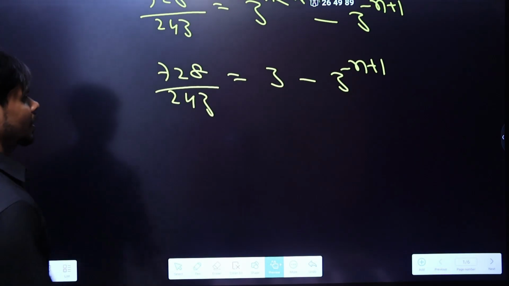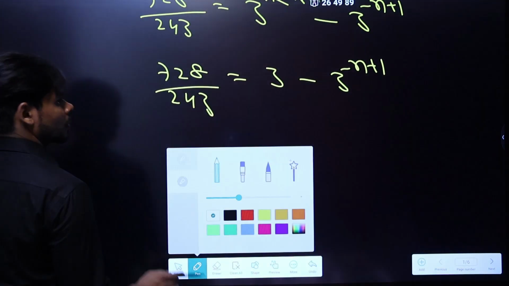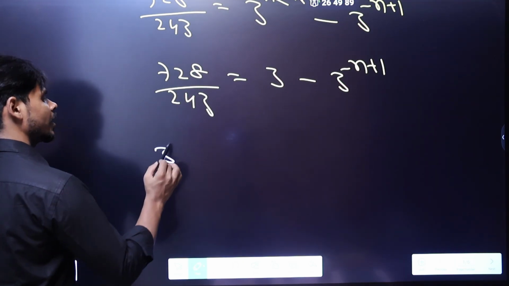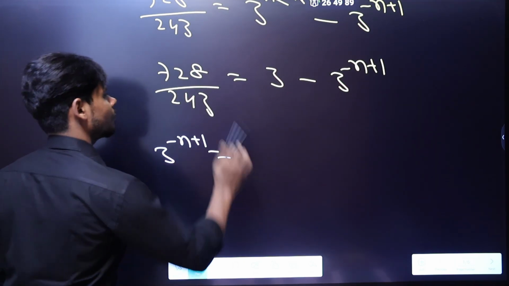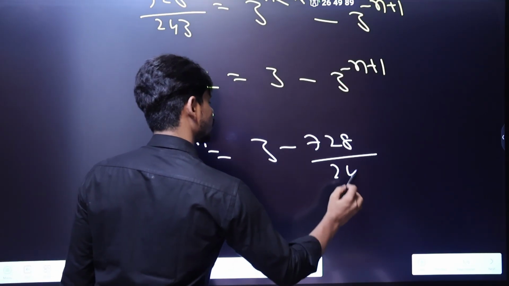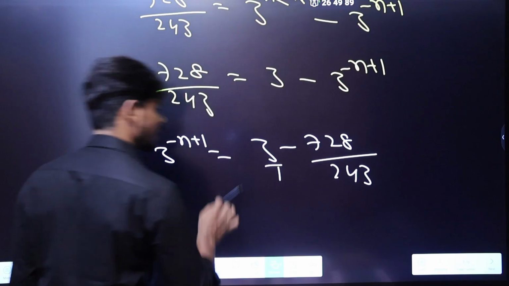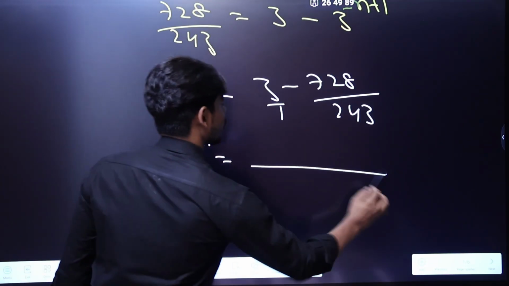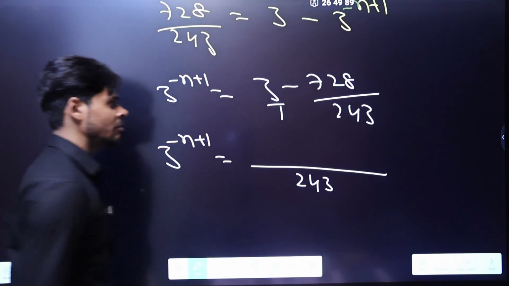Got it? Next, now what I can do is I can write this one thing as positive, 3 raised to power minus n plus 1, and it will become equal to 3, then minus 728 divided by 243. Take 1 and just take LCM and let's solve this. So it will be 3 raised to power minus n plus 1. It is a little bit calculative.